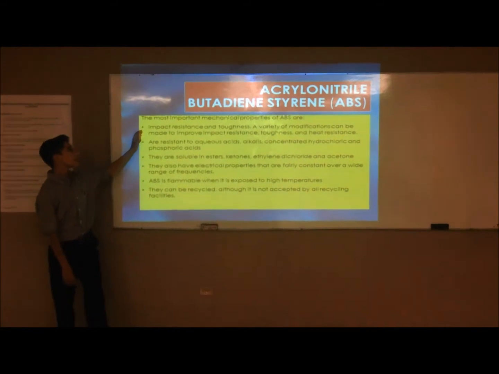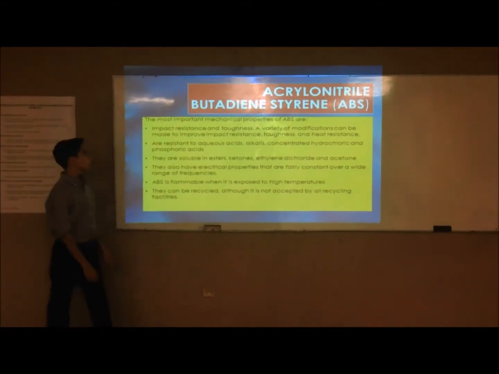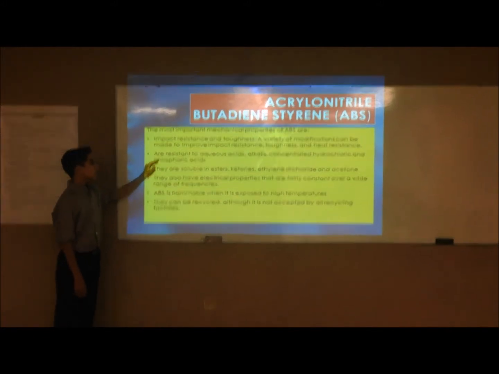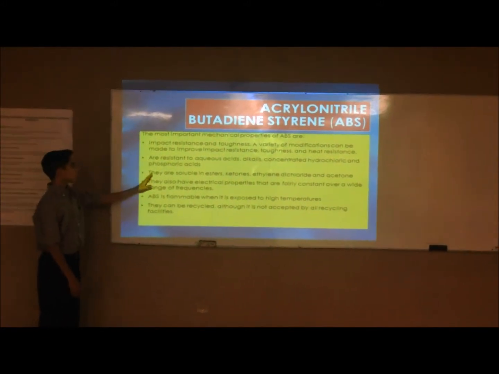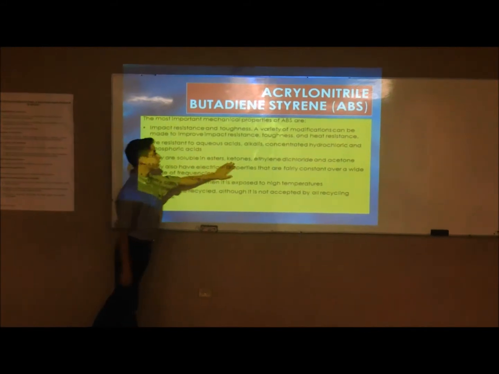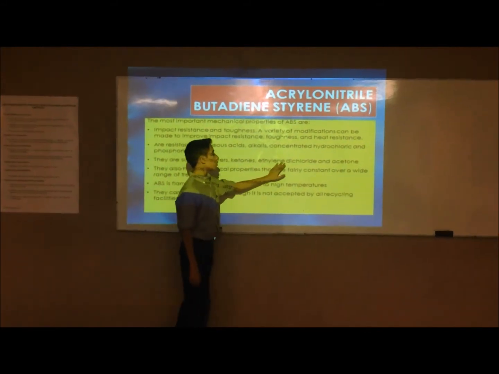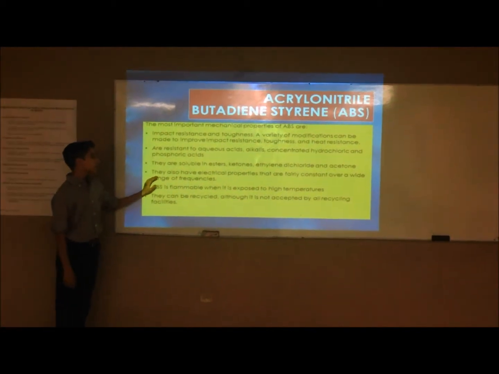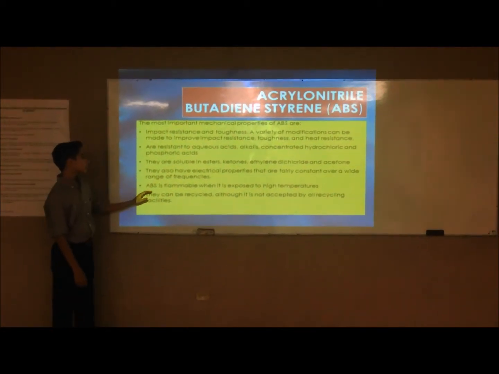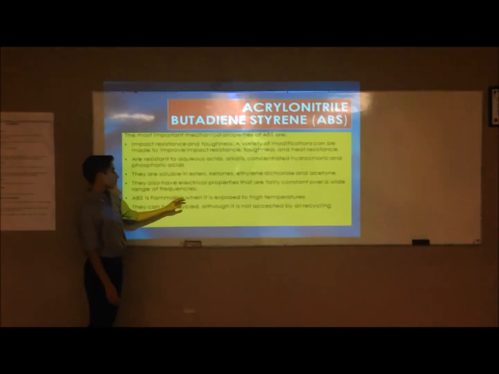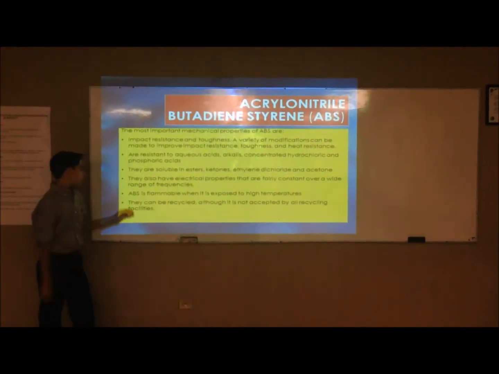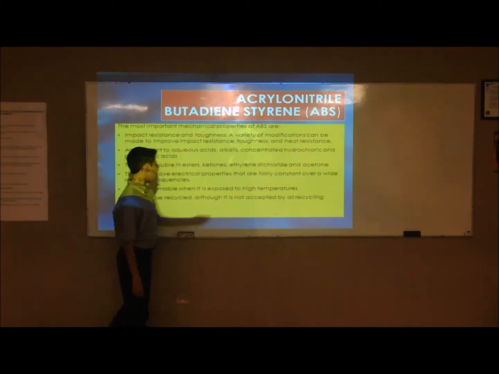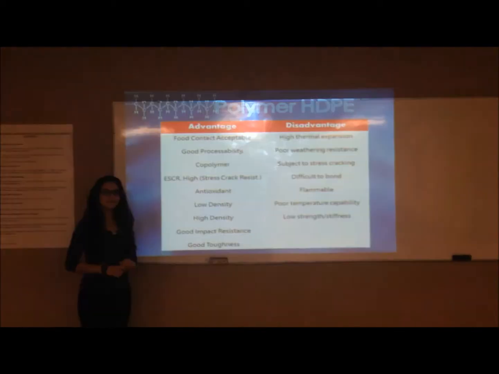The most important mechanical properties of ABS are the impact resistance and toughness, and they are resistant to aqueous acids. They are soluble in esters, ketones, ethylene chloride, and acetone. They also have electrical properties. ABS is flammable when it is exposed to high temperatures. They can be recycled, although it is not accepted by all recycling facilities.